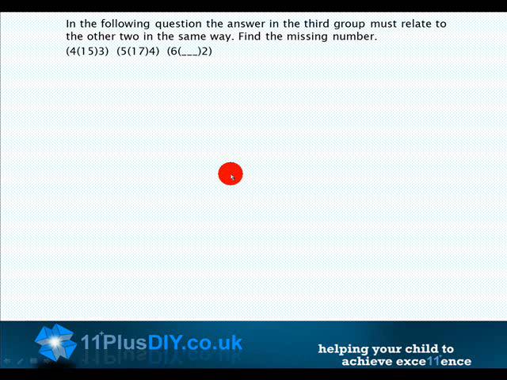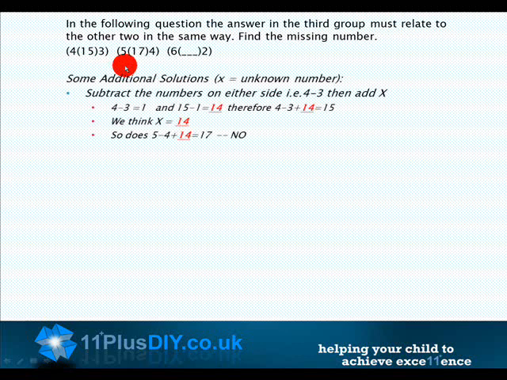What we need to do now is use some additional solutions to try and solve the question. We have the same question. We could subtract the numbers on either side, very similar to our common solution, then add x. X is an unknown number. So let's try this. 4 minus 3 is 1, and 15 minus 1 equals 14. Therefore, 4 minus 3 plus 14 equals 15. We think x is 14.